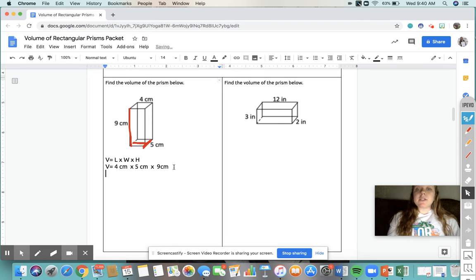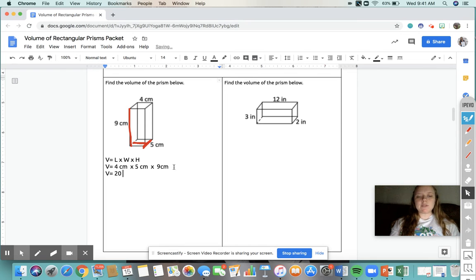So the next part's pretty easy. We are just going to multiply. In my head, when I have more than 2 numbers to multiply, it's easier for me to multiply from the front and go to the back. So I'm going to go V equals 4 centimeters times 5 centimeters. Well, 4 times 5 is what? 20. So I'm going to write 20. This time, I know we've been using the calculator, but I want to see if you can do it without the calculator. Most of our problems today are pretty simple, pretty easy to do without the calculator. So I'm going to challenge you today to do it without the calculator.